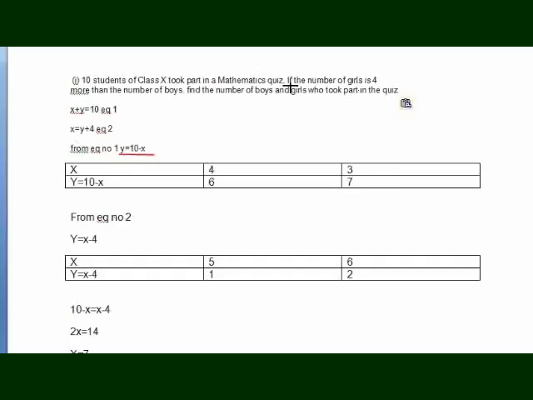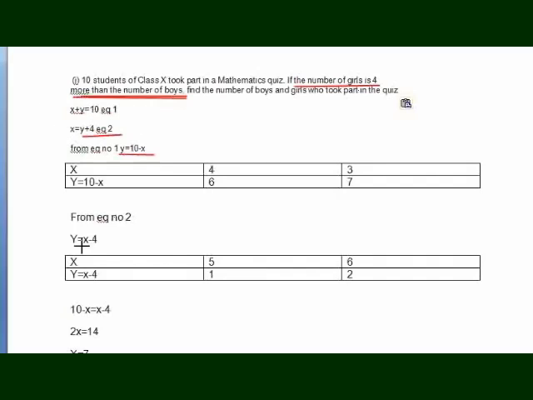And the next equation that I have to make is: the number of girls is 4 more than the number of boys. So what is the number of girls? That is x. The number of boys is y, and the number of girls is 4 more than the number of boys. So the number of girls x is y plus 4, as it is 4 more than. So x is equal to y plus 4. This is equation number 2.